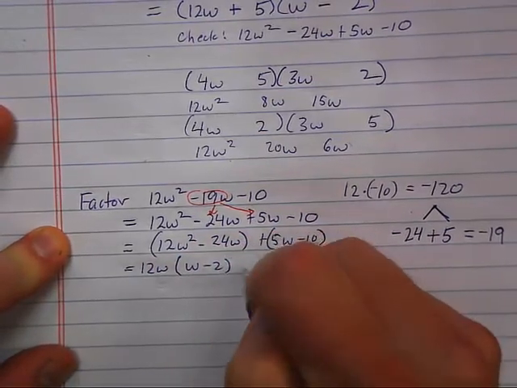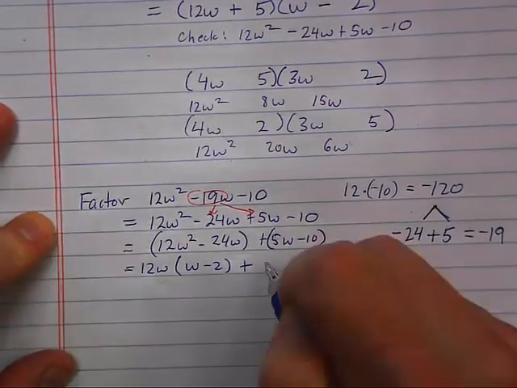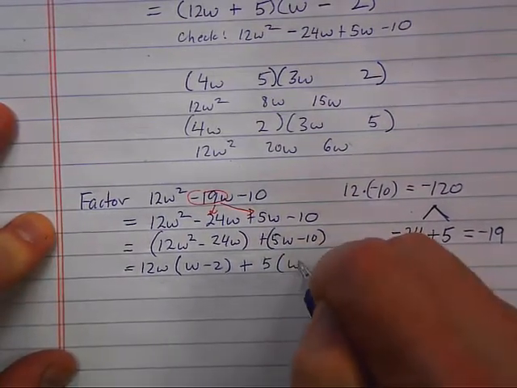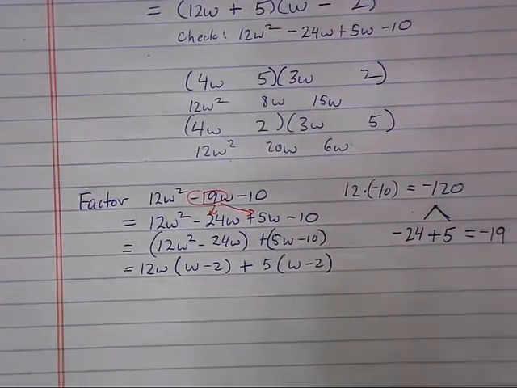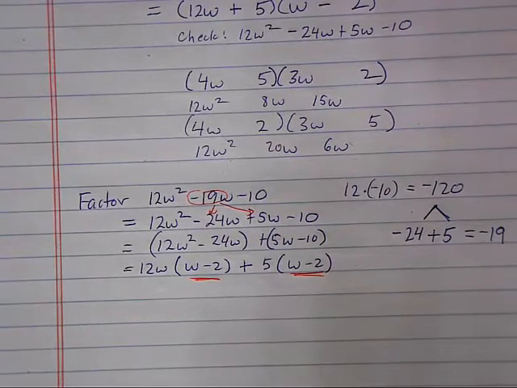w minus 2. Plus, anything common in the second group? 5. W minus 2 is left over. I'm very sure I'm doing it right because those 2 pieces match perfectly. What if those 2 pieces do not match perfectly? You made a mistake. Go back and try to fix it.